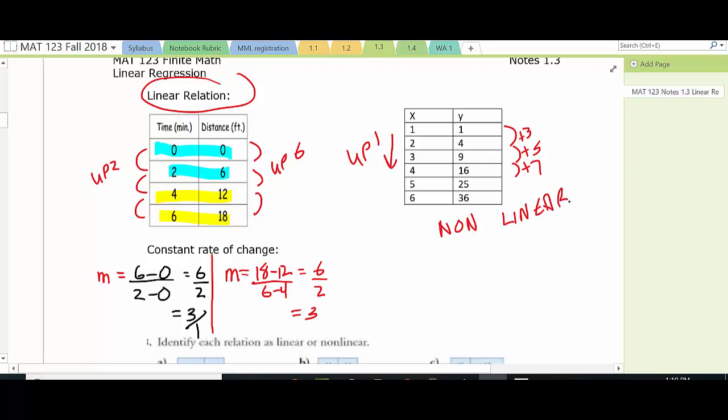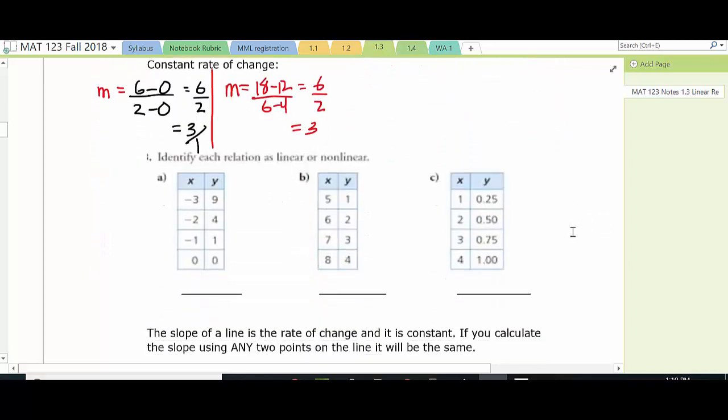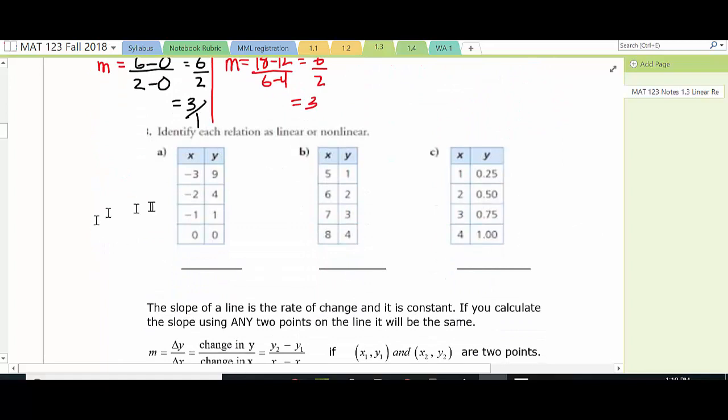Okay, so that table would show that it's nonlinear. If you graphed those points, they wouldn't make a line. They would make more like a curve, like that. Okay, all right. So let's go through and let's look at this next one.